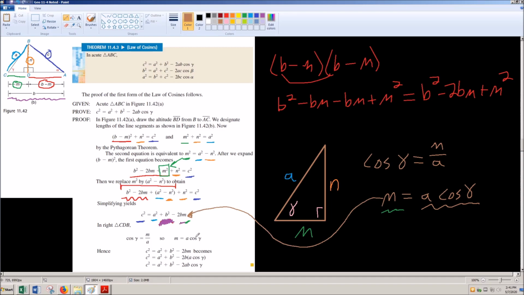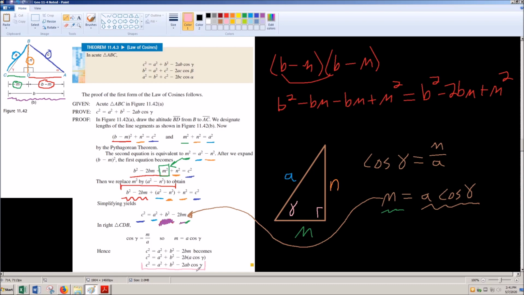So what am I left with in my final equation? Well, this is going to cancel off, right? So if I have my m value being substituted, this is now going to be minus 2ab cosine gamma, which we see right here. And we have reached our final form. This is the thing that we set out to prove.